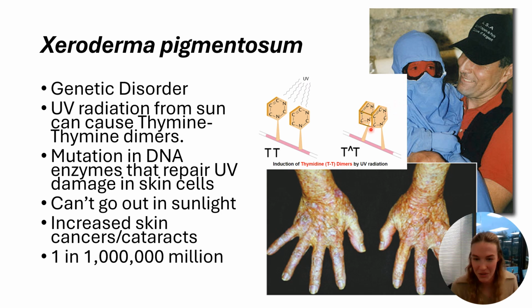Now, typically we can remove this. This happens to us all the time, but then you have DNA repair enzymes that are supposed to come in and fix this. But some people don't. Some people do not have functional repair enzymes, and then you get this disorder. And it's quite sad because it means that they can't go out in the sunlight. They have significantly increased risk of skin cancers and cataracts. Their hands age very, very quickly. It's very, very devastating. So just letting you know, your enzymes are doing a whole lot of work for you.